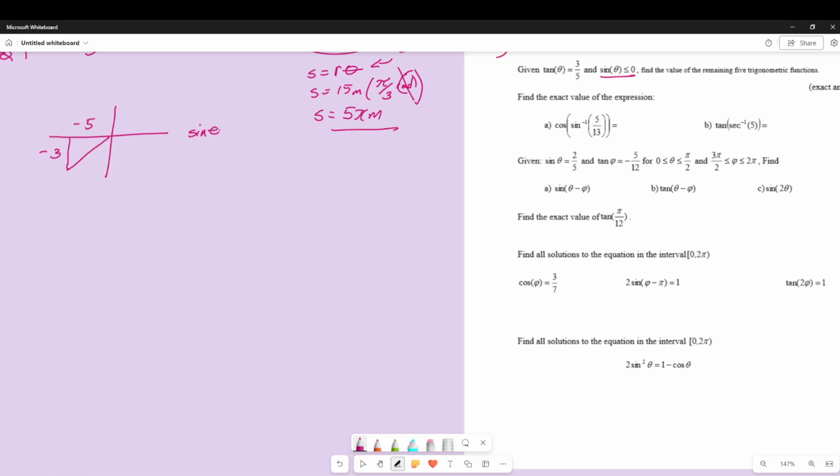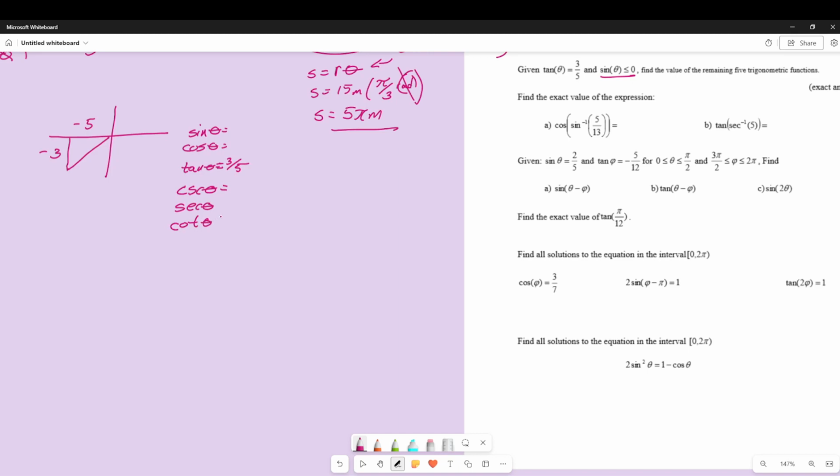So we want the sine of theta, the cosine of theta, tangent of theta we're given. That's why we only want the other 5. So we also want the cosecant, the secant, and the cotangent.